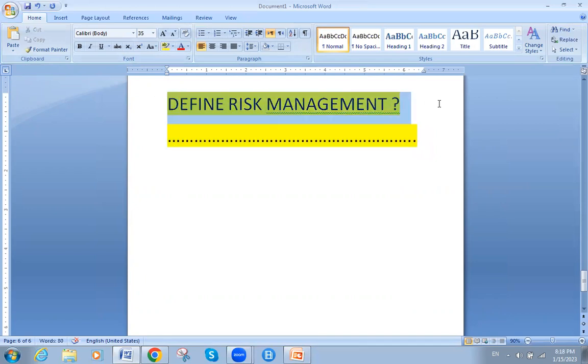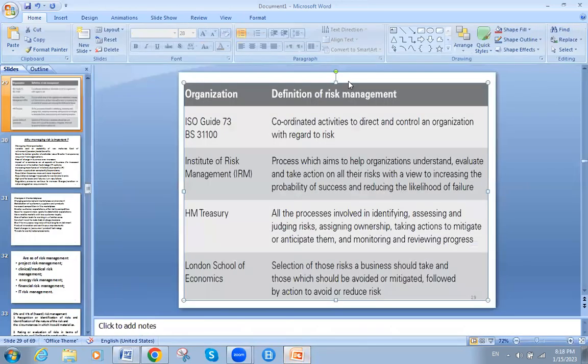Define risk management. Like I showed you, here is the answer. You have 1, 2, 3, 4 definitions. You can accept the risk, mitigate the risk, avoid the risk. So I'll keep standing here for around 5 minutes at this point till you guys get the answer of these questions.